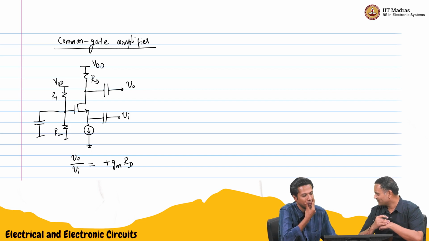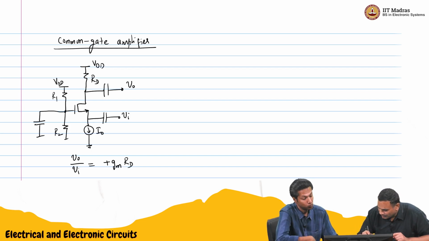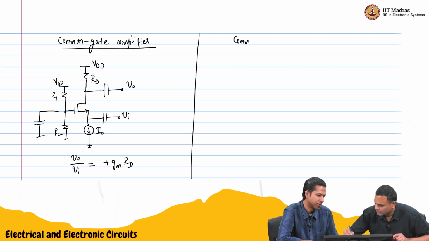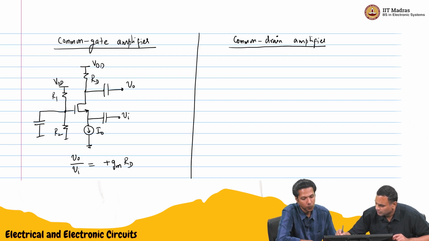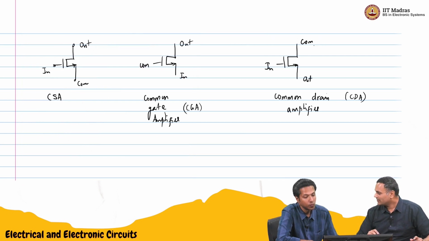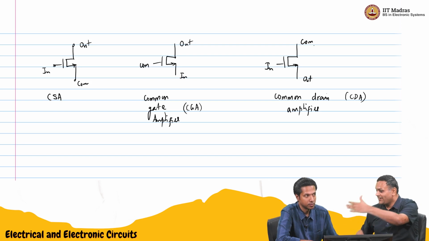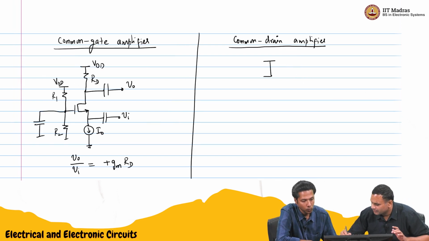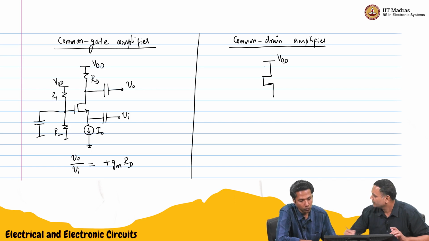Next is the common drain amplifier, which I'll draw on the side here. You have to apply the input at the gate, output at the source, drain is common. What we did was, it is the highest potential because VD should be much larger than VG. So we'll connect it to the highest potential, which is VDD.